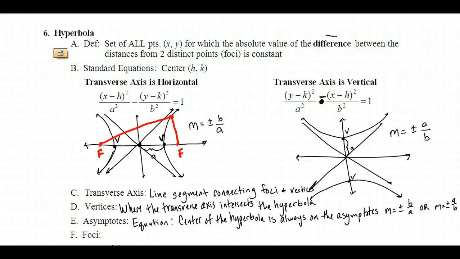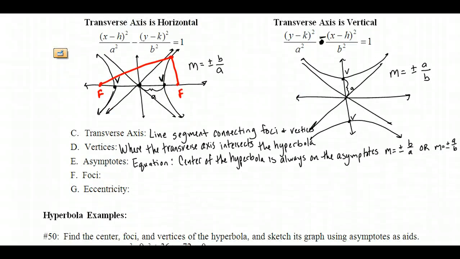So to write down something about our foci: our foci are two distinct points in which the branches of the hyperbola go around.